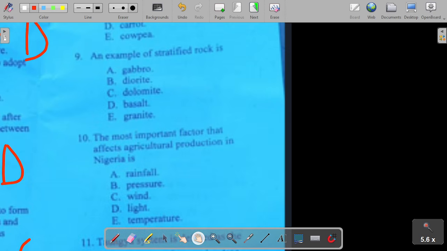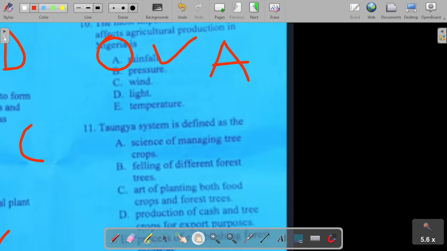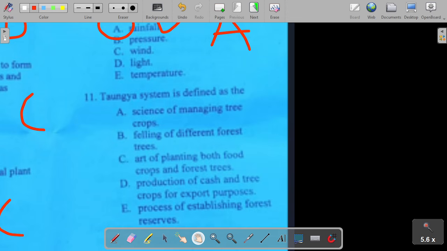Number 9. An example of a stratified rock is, we have the gabbro, the dolerite, the dolomite, we have the basalt and the granite. The answer is dolomite, which is C. Number 10, the most important factor that affects agricultural production in Nigeria, we have rainfall, pressure, temperature, winds, light and temperature. The answer is rainfall. With good rain, there's tendency to get good produce.